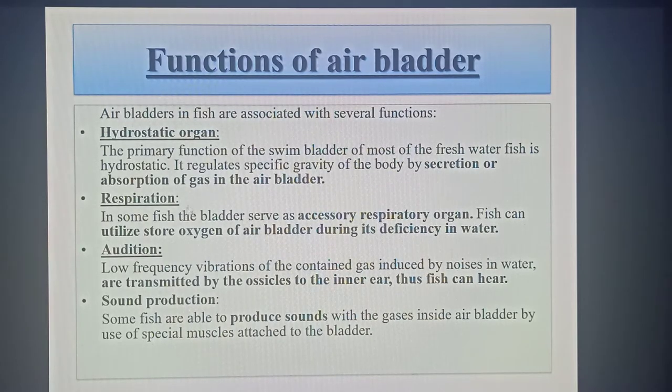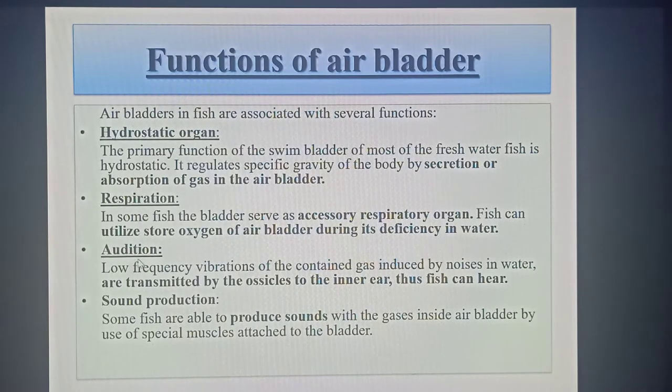Next function, it helps in respiration. How? In some fish, the air bladder serves as an accessory respiratory organ. Fish can utilize the stored oxygen of the air bladder during the deficiency of oxygen in the water. Then next function is audition.